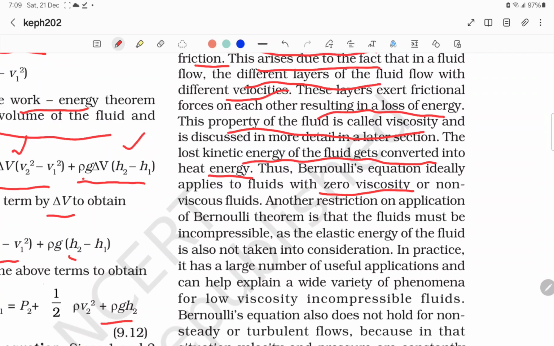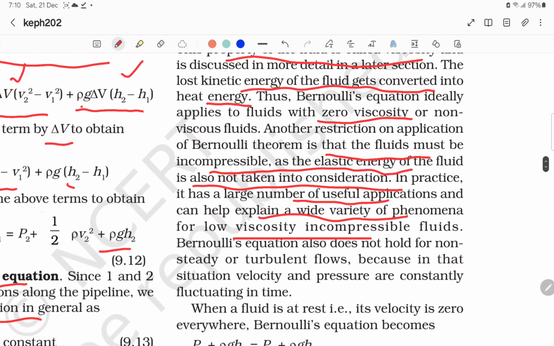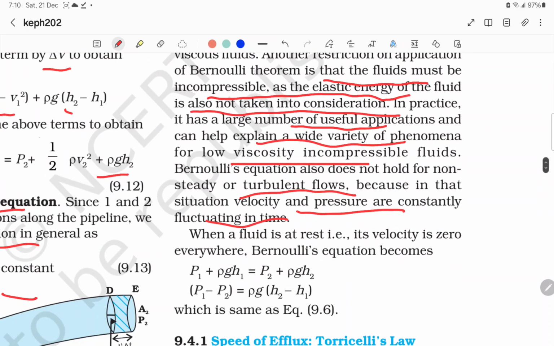Another restriction on application of the Bernoulli theorem is that fluids must be incompressible, as the elastic energy of the fluid is not taken into consideration. In practice, it has a large number of useful applications and can help explain a wide variety of phenomena of flow of low viscosity, incompressible fluids. Bernoulli's equation also does not hold for non-steady or turbulent flows, because in that situation velocity and pressure are constantly fluctuating in time.